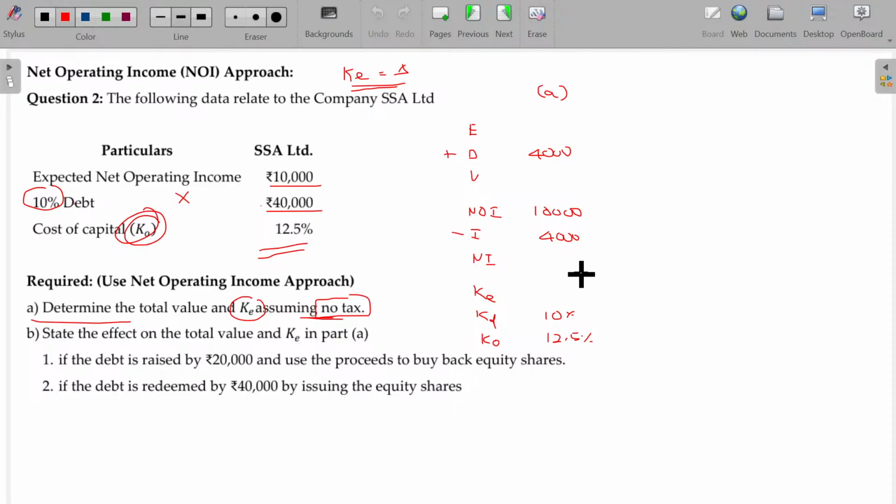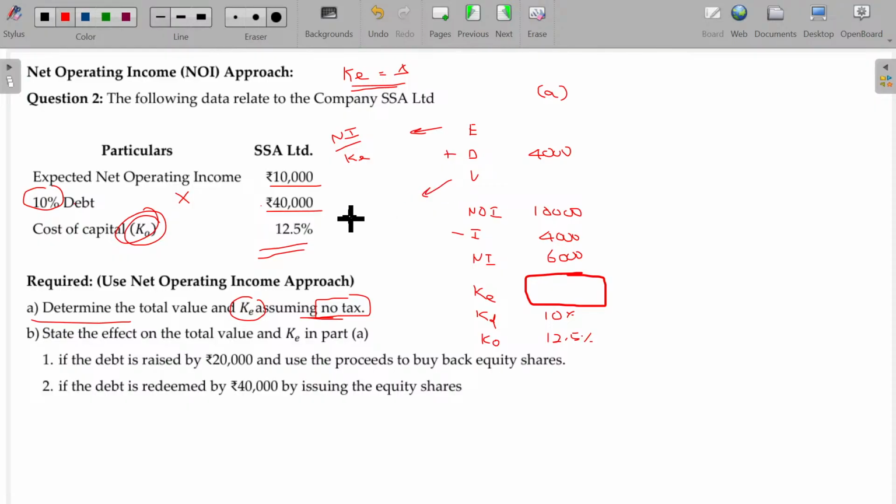So KO remains constant; KE is changing, and as KE is changing, the rest of the things are constant. Now, 10,000 minus 4,000 is 6,000. What about the equity? NI divided by KE. We have the NI, but we don't have KE, so we cannot calculate E directly. Then what can we do? We can calculate the V.